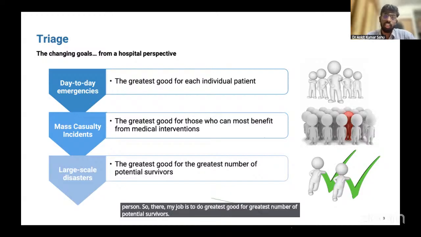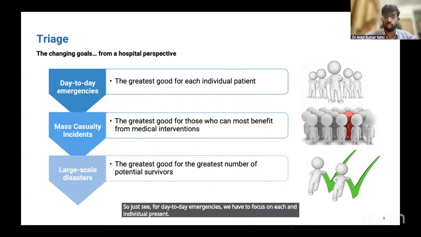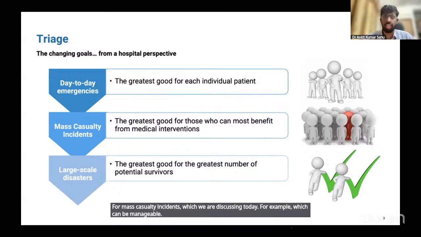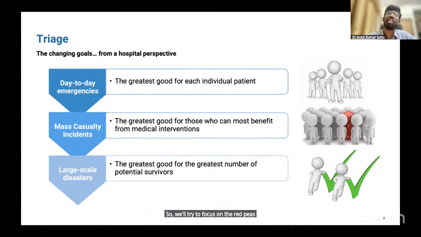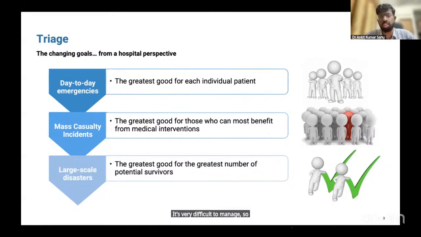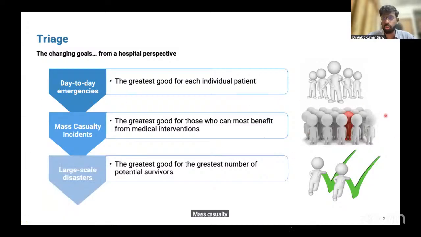So just see, for day-to-day emergencies, we have to focus on each and every individual patient. For mass casualty incidents, which we are discussing today, which can be manageable, we'll try to focus on the red patients. But in a large scale disaster, which is out of control of everything, it's very difficult to manage. So we'll try to focus on potential survivors. So here we are in the middle of something which is called a mass casualty incident. So this is what we'll be discussing today.